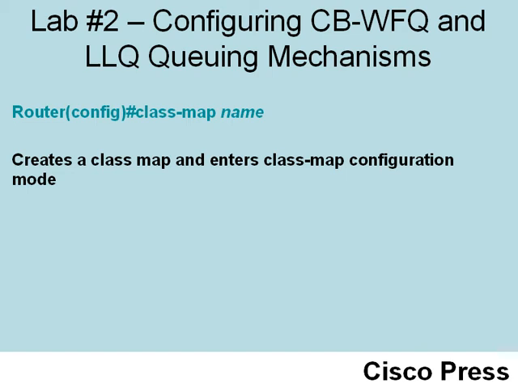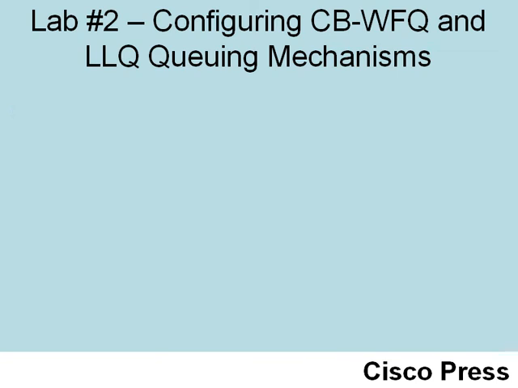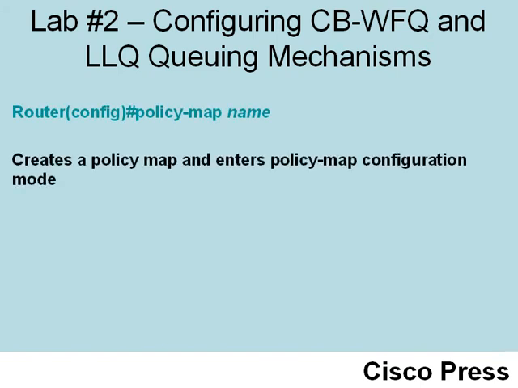Once we're in class map configuration mode, we can use various match criteria to classify which packets belong in this specific class map. After we create our two class maps, we are then going to move on to step 2 of MQC, which is creating a policy map. We do that with the command policy-map followed by the name of the policy map.